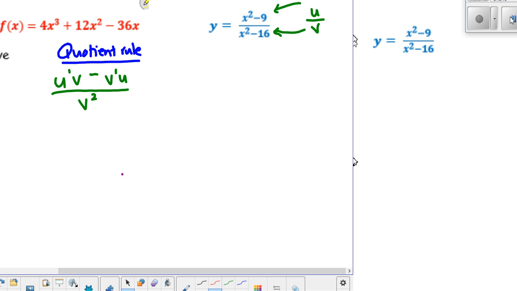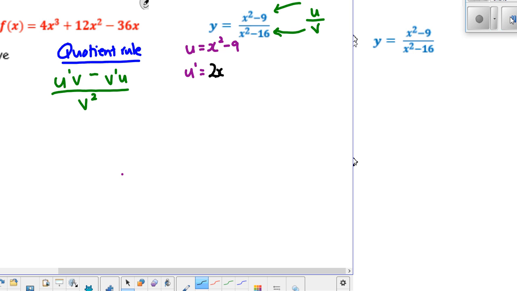What we have to do, remember I have my little systems of doing things. I like to write out what u is, and underneath it what u dash is. So u is x squared minus 9. u dash must be 2x. Exactly, you just find the derivative of u. u dash means the derivative of u.